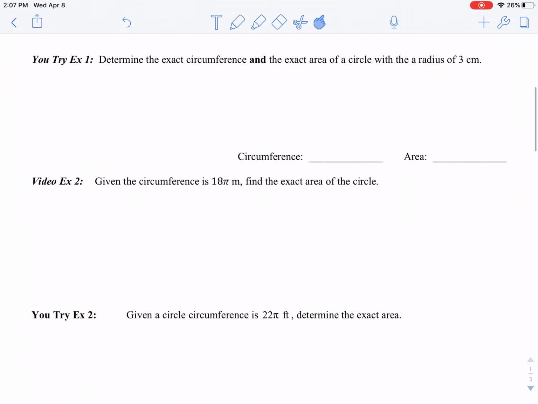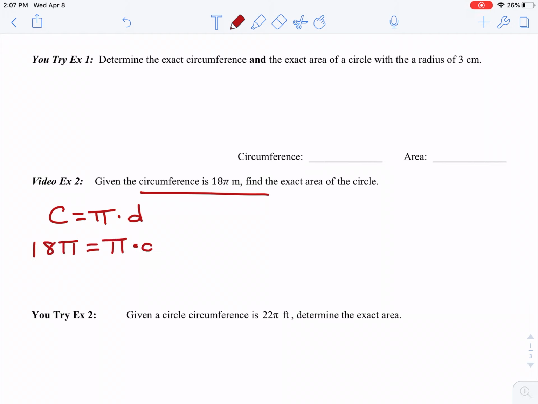All right, and now let's look at a second example. This one says, given the circumference is 18 pi, so circumference equals pi times diameter. If the circumference is 18 pi, I can solve for my diameter, and that's what's going to help me find the exact area. So I'm going to divide both sides by pi, and I get that my diameter is 18.